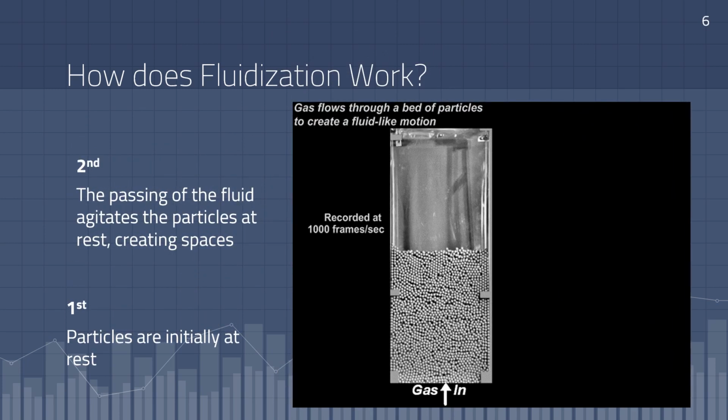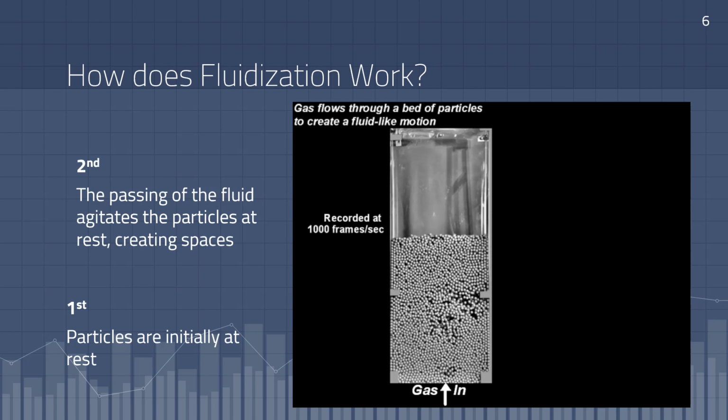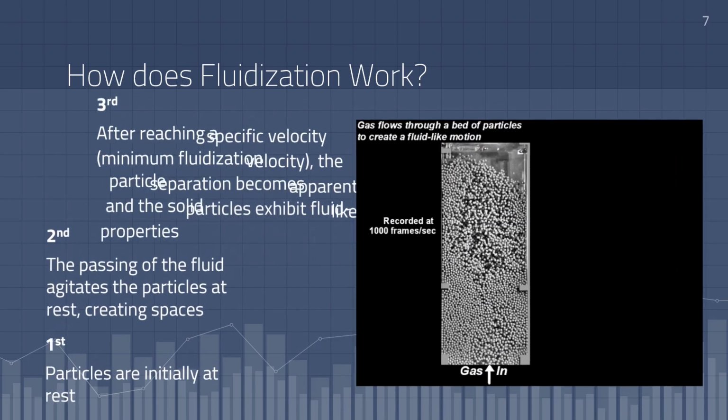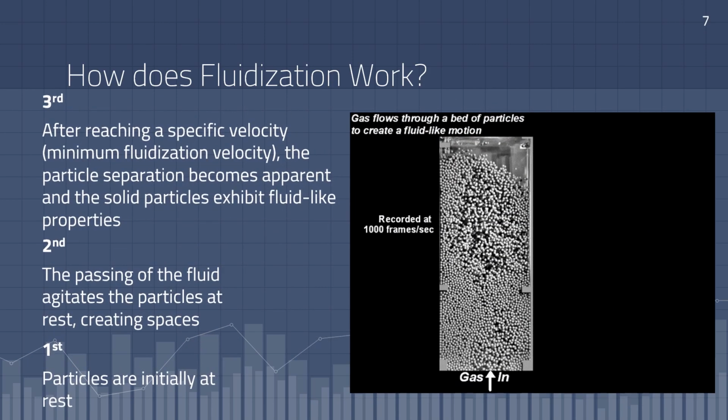Next, a fluid, which can either be a gas or a liquid depending on the use, is injected at the bottom of the pipe. When a fluid is passed through these particulate matters at rest, the fluid flow agitates these particles, creating spaces between particles. As the fluid velocity is increased, it reaches a point where the upward drag force brought by the fluid is equal to the force exerted by the particulate matter. As the drag force equilibrates with the gravitational force, the separation of particles becomes more and more apparent.